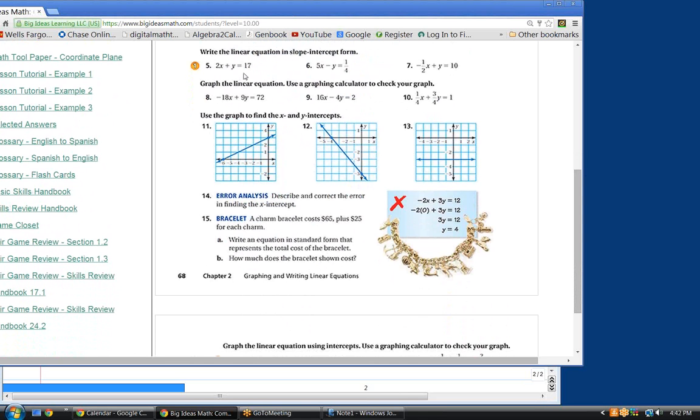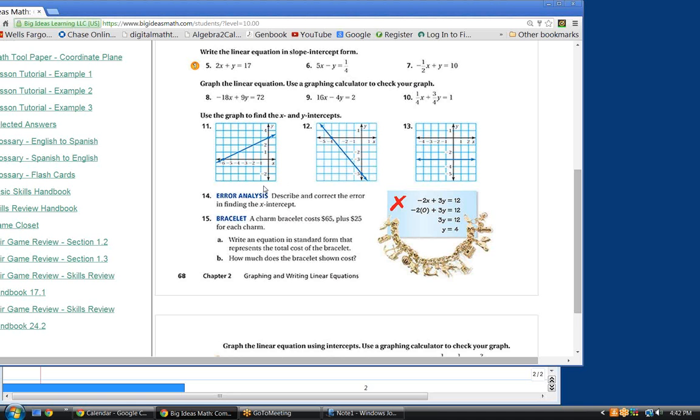Write number 5 in slope-intercept form. Y equals negative 2x plus 17. How about number 6? Y equals 5x minus 1/4. Good. Did you move the y to the right, or did you move everything else to the right and then divide everything by minus 1? Yeah, that's what I did. Either way. Okay. I know you know how to do 7.